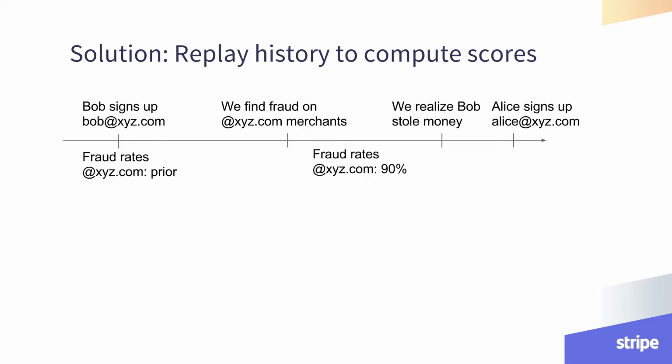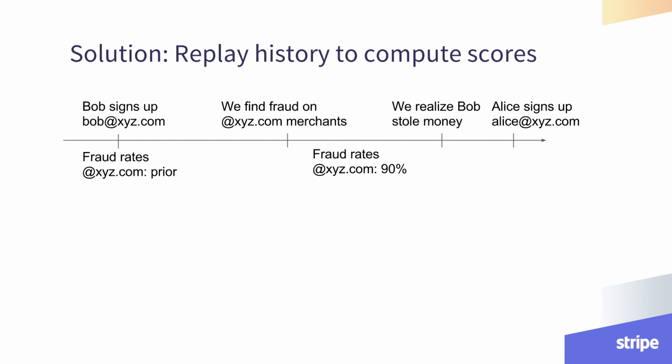So the solution is to replay history and compute the proper historical fraud rate for each domain. When we replay history, in January, the fraud rate for xyz.com is still the prior. I'll get back later to what this means, but it's sort of the unknown rate. And only after we've learned, at each point in time, will we have the correct fraud rate. So we take all the events for a domain, like which merchant signed up, and when they were judged to be fraudulent. And then we compute the historical fraud rates for each example.